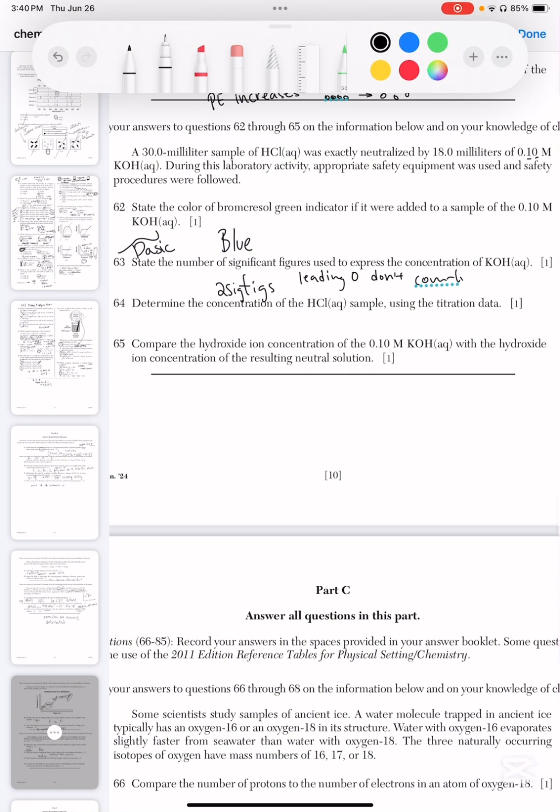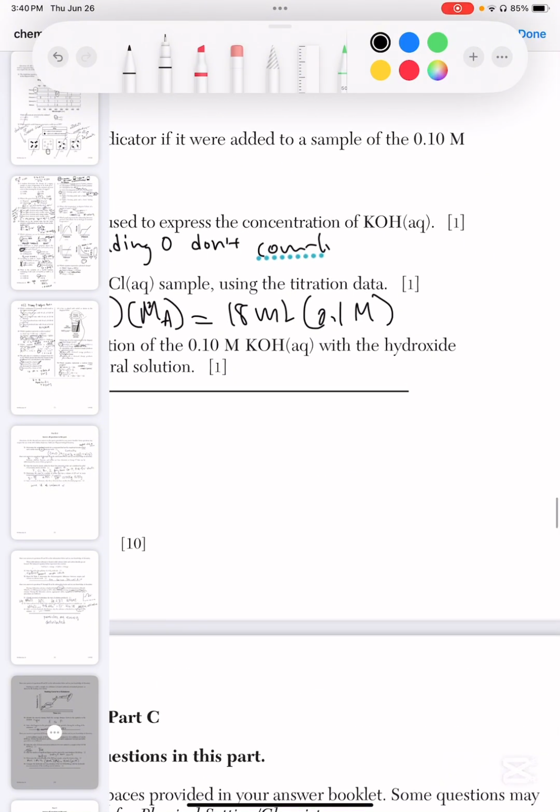Determine the concentration of the HCl sample using titration data. So M1V1 equals M2V2. 30 mL equals 18 mL, 0.1 molar. So if we do 18 times 0.1 divided by 30, we get 0.06. So that's our molarity of our acid.